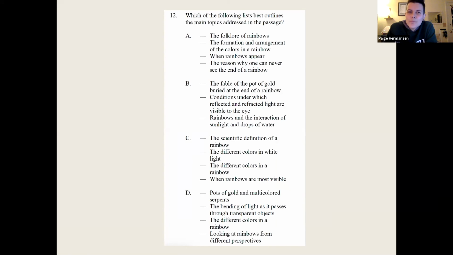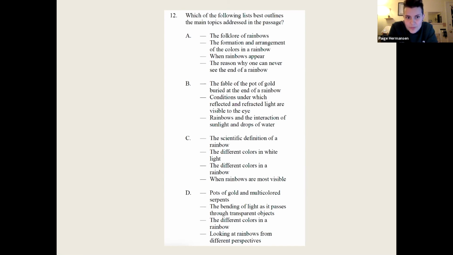Could we say that that's a main topic in the passage? Because that's what we're looking for, right? Which of the following best outlines the main topics addressed in the passage? I don't know if the fable of the pot of gold is a main point per se. I'm getting rid of B. What about C, the scientific definition of a rainbow? It's missing something. It's missing the folklore element, right? So I'm getting rid of C.